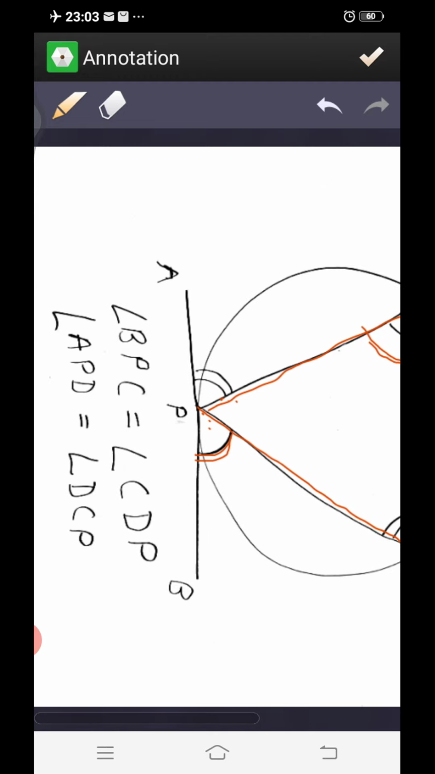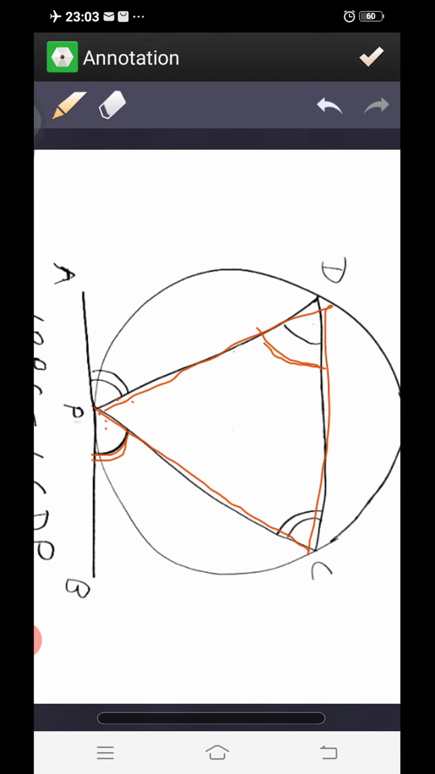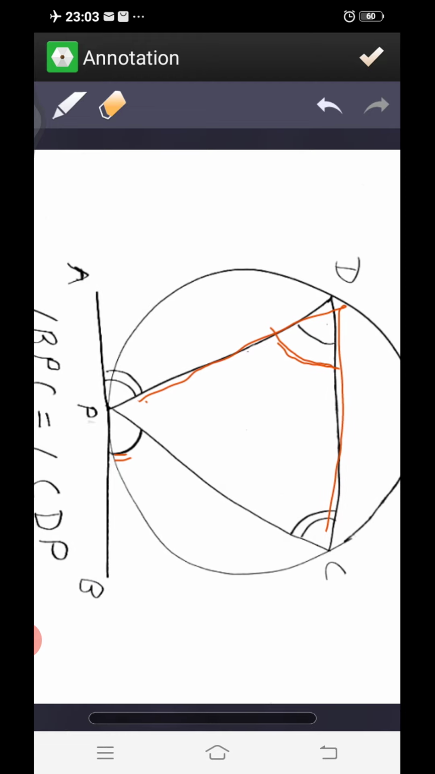So in this case, angle BPC will be equal to angle CDP. We can see that angle BPC, this is angle BPC, will be equal to angle CDP. CDP means this angle. This angle will be equal to this angle. That is angle of alternate segment. We can say more, this angle APD will be equal to angle DCP, with the same reason.